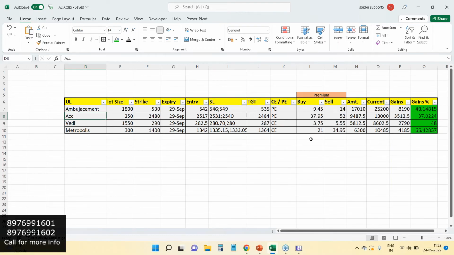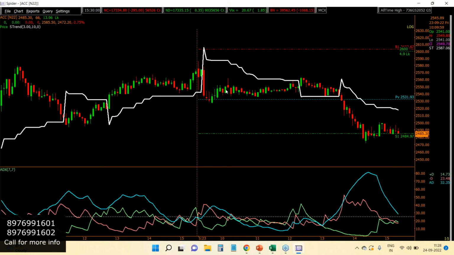It was 2517. As you can see at this particular point, as I've told you, the ADX was rising and the minus DI was also rising. So it has given you a particular indication that the following trend will be a downtrend. Also, you got the confirmation with the help of supertrend. So you have got three confirmations basically: ADX, minus DI, and supertrend.